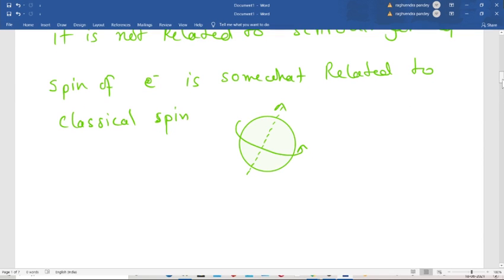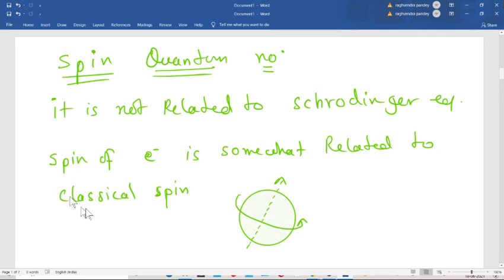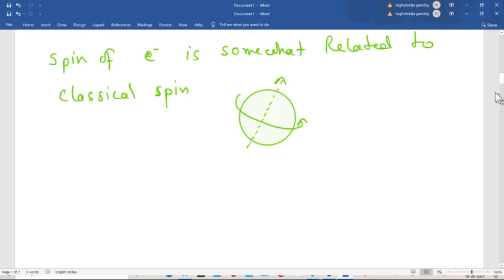But we will do something which is related to this classical spin. The spin of a football is related to the spin of the electron, because that will be easier for you to understand. Otherwise, these quantum mechanical things are very difficult.